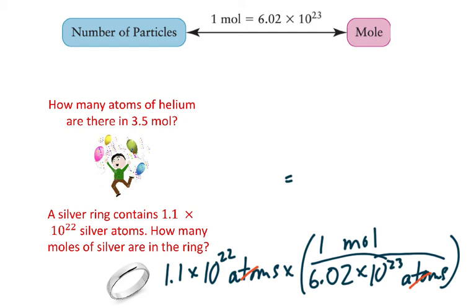I'll write it up here. And this ring would have 0.018 moles of silver.